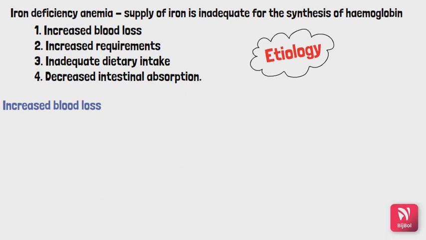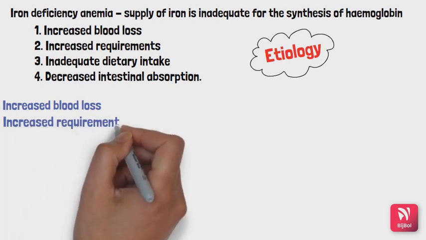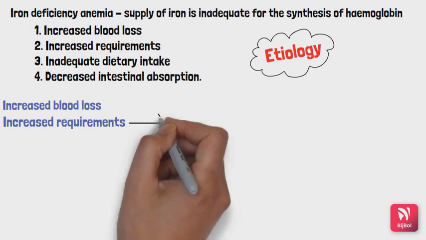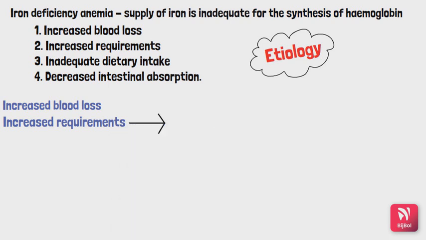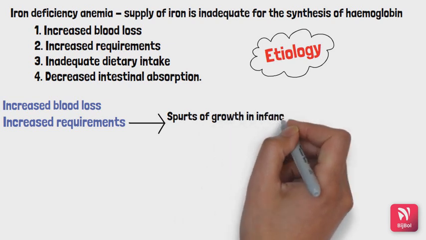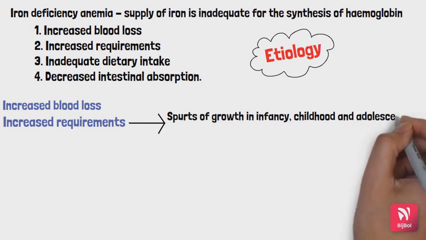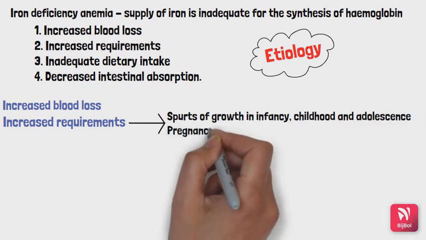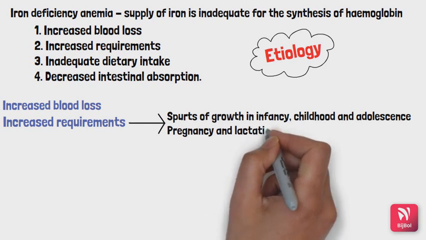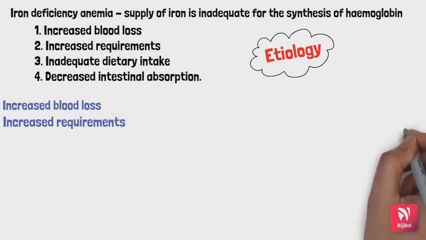Next is increased requirements. So when our body needs more iron, I told you there are various stages, right? What are those stages? When there is sudden increase in growth in the body, usually during growth spurts in infancy, childhood and adolescence. And even during pregnancy, there is a need for both the mother and the fetus, and also during lactation. So when the demands are not met, that can result in iron deficiency anemia.